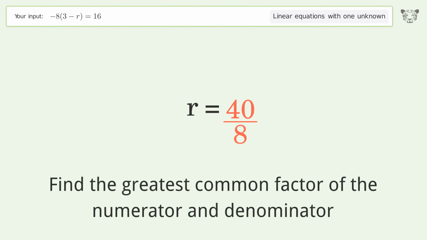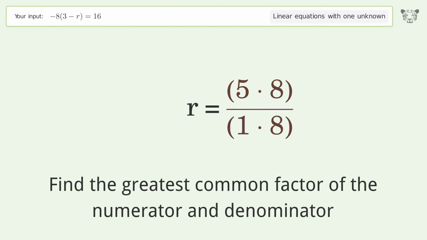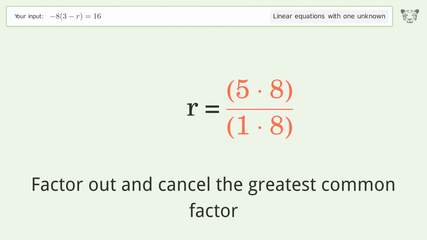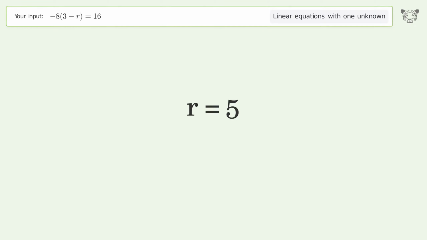Find the greatest common factor of the numerator and denominator. Factor out and cancel the greatest common factor. And so the final result is r equals 5.